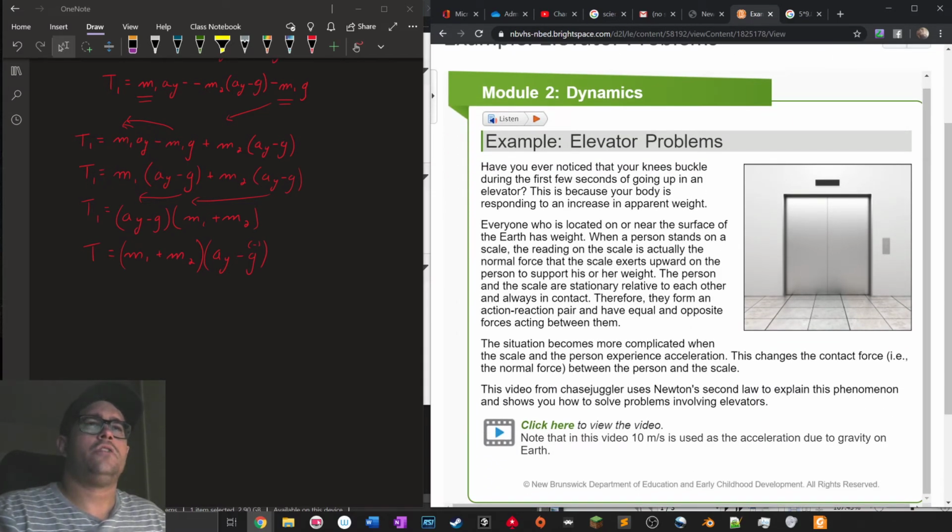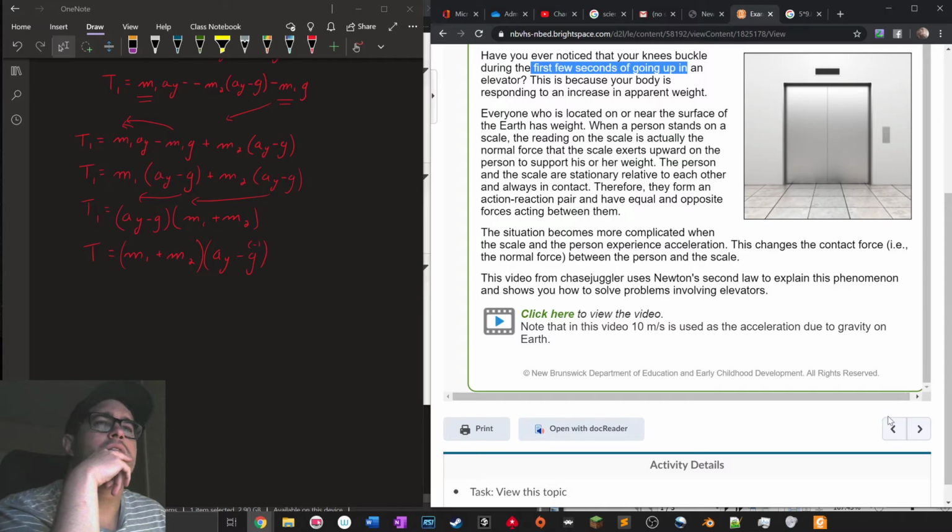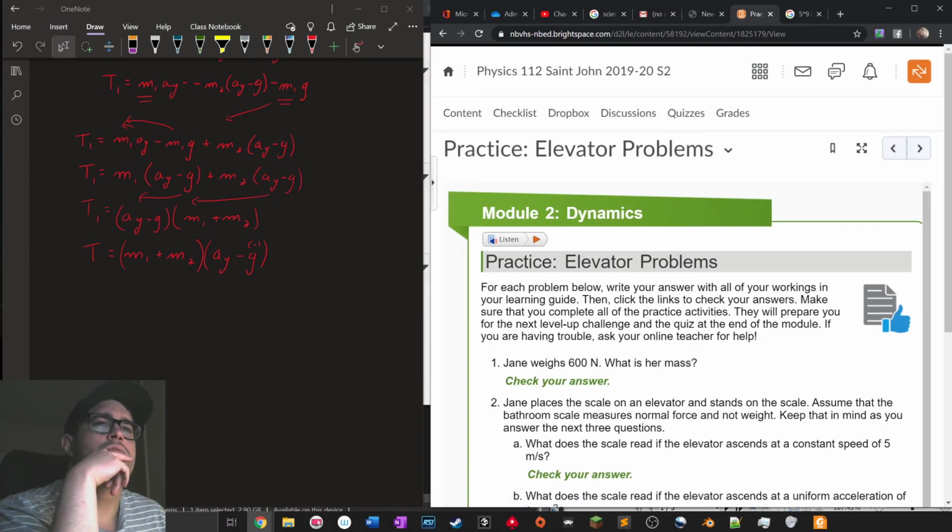Elevator. Your knees buckle during the first seconds of going up in an elevator. Your body is responding to an increase in apparent weight. Everyone who is located on or near the surface has weight. A person stands on the scale. The reading on the scale is actually the normal force. The situation becomes more complicated when the scale and the person experience acceleration. So you can imagine on a scale in an elevator, as you go up, your weight increases. You can check the videos if you want.